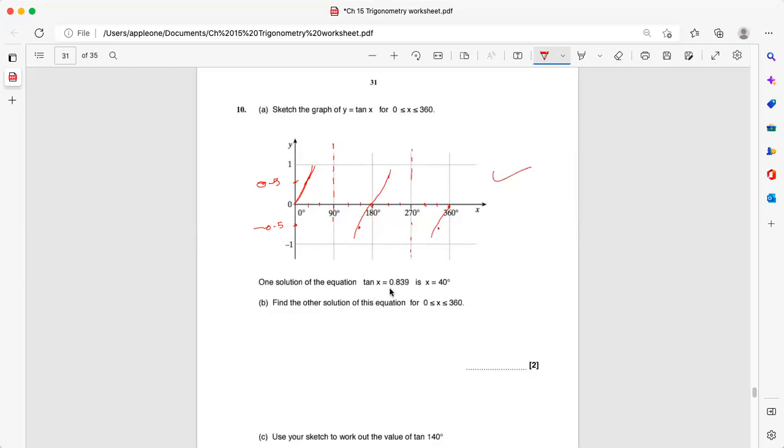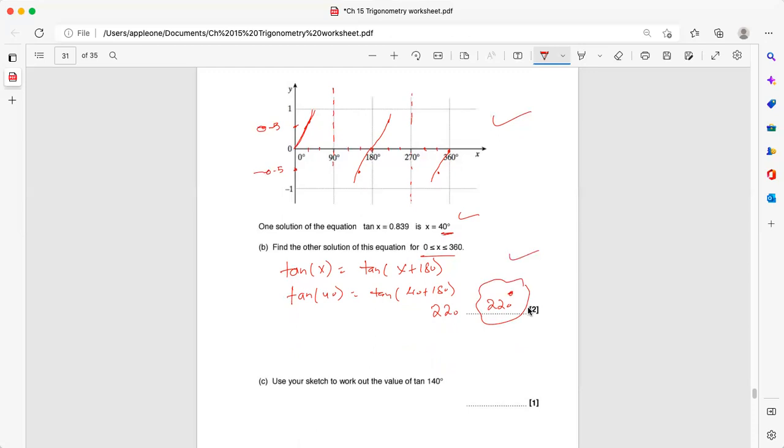Done. Now here, one solution for tangent x equals 0.839 is this one. Find the other solution within this range. Now we have a rule for tangent: tan x is tan (x plus 180). I have taught this to my students. You should know this rule; if you know it, then it's very easy. Tan 40 is tan (40 plus 180), which is 220. So 220 is the other angle which gives you the same result, 0.839. That's the answer.